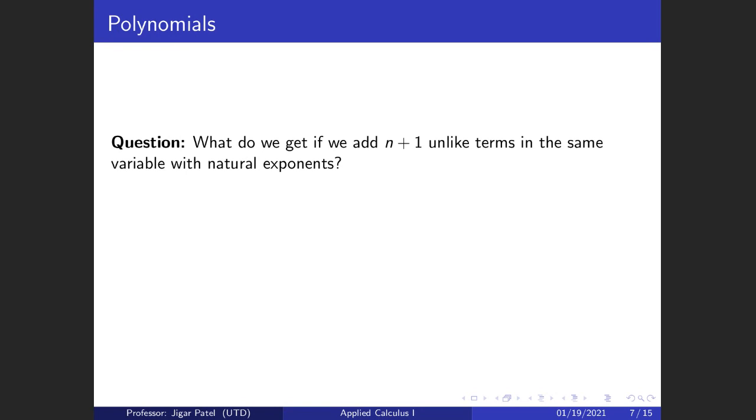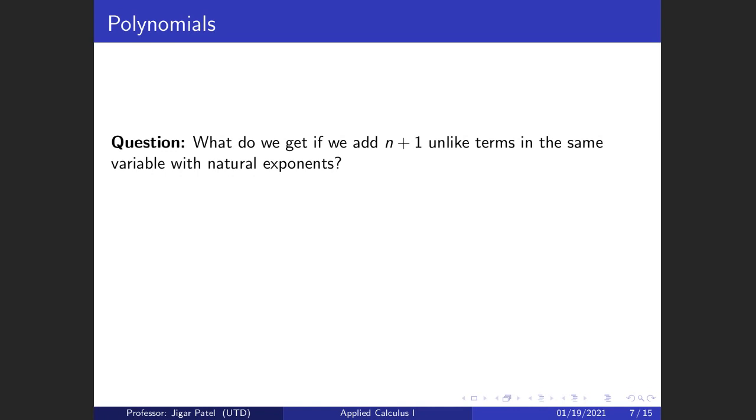Remember, like terms can be simplified further in terms of addition and subtraction. Unlike terms, they cannot be simplified further. What I am asking is, what do you get if you add n plus 1 unlike terms in the same variable? Answer to this question is we get the expression called polynomial.